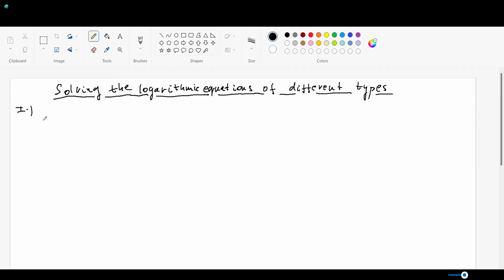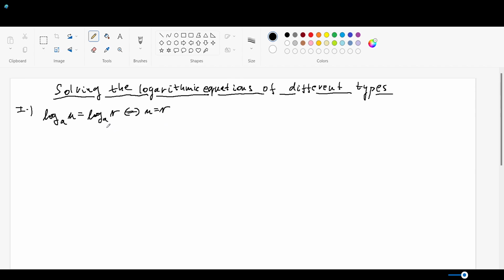property. You can identify that the logarithmic equation is of this type when all the logarithms in the equation have the same base, and based on this fact you use the law that log base a of u equals log base a of v if and only if u is equal to v.